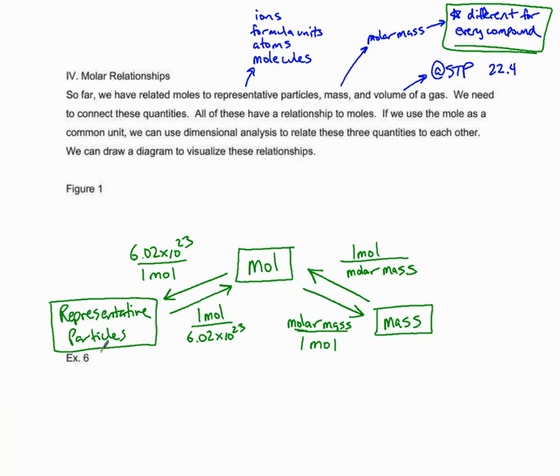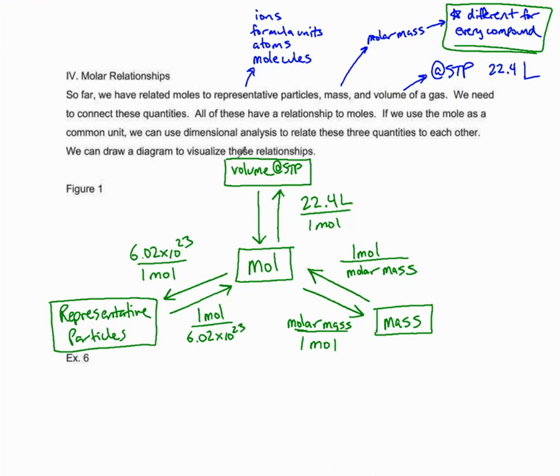But the third quantity we talked about was volume. So volume, and let's specify at STP. Here's the volume at STP. We can go from moles to volume along this arrow, or if we knew the volume, we could figure out moles by following this arrow. Going from moles to volume, we need moles on bottom, and we know the number. It's 22.4 liters. So here it is, 22.4 liters over 1 mole.